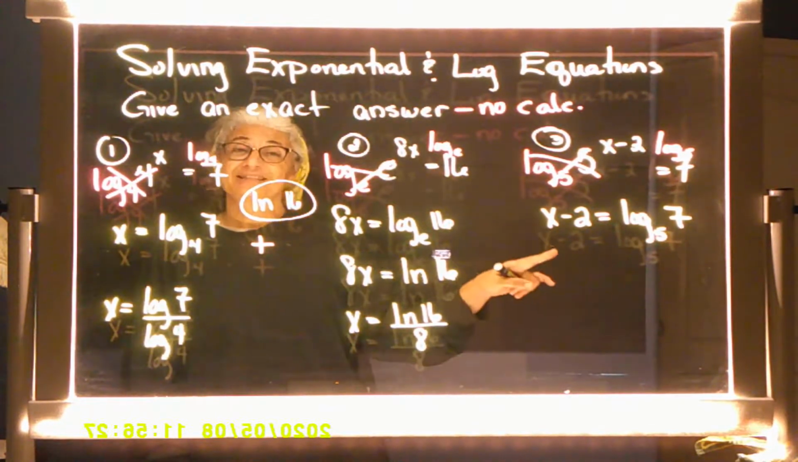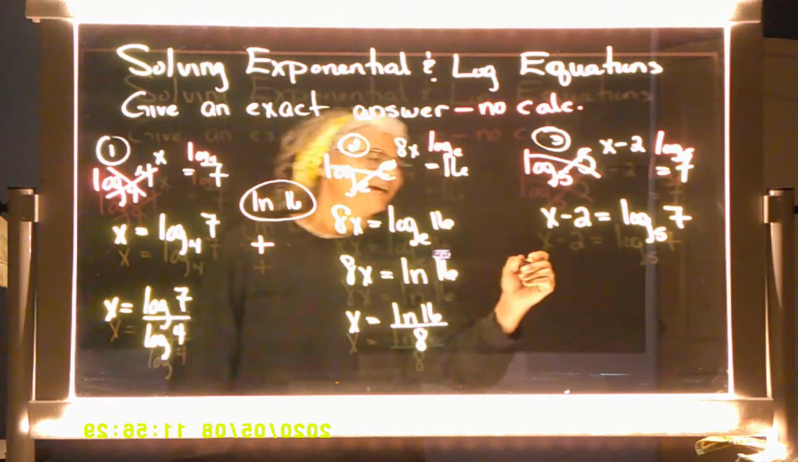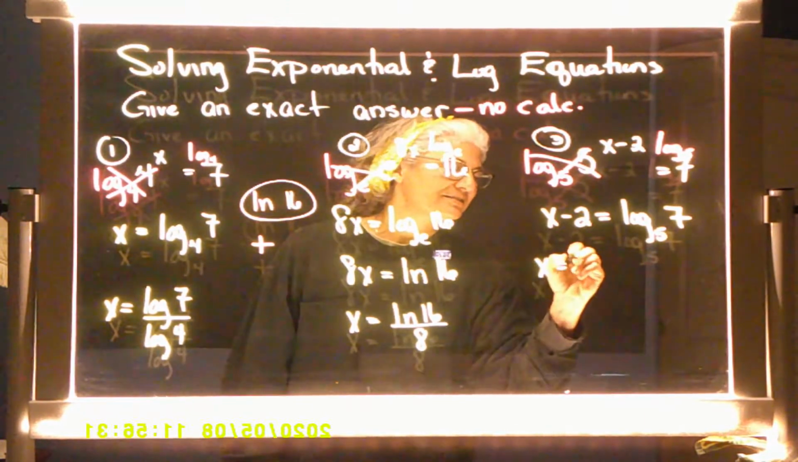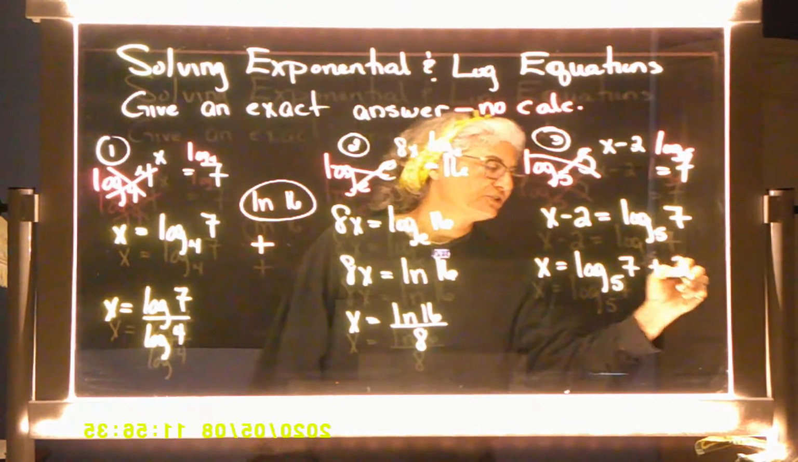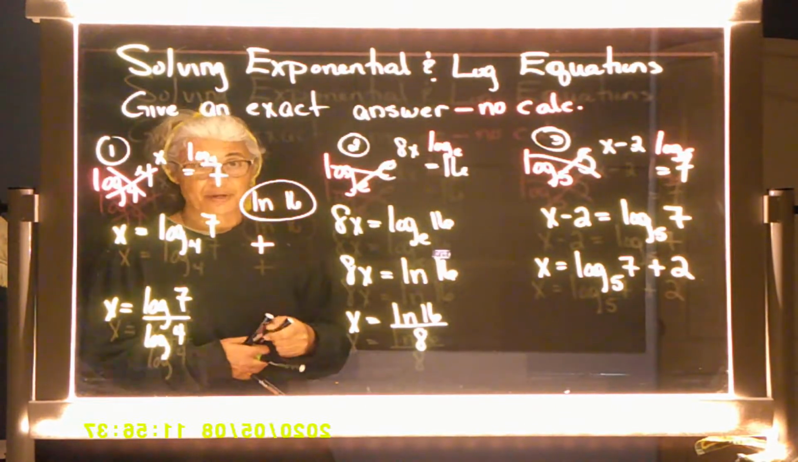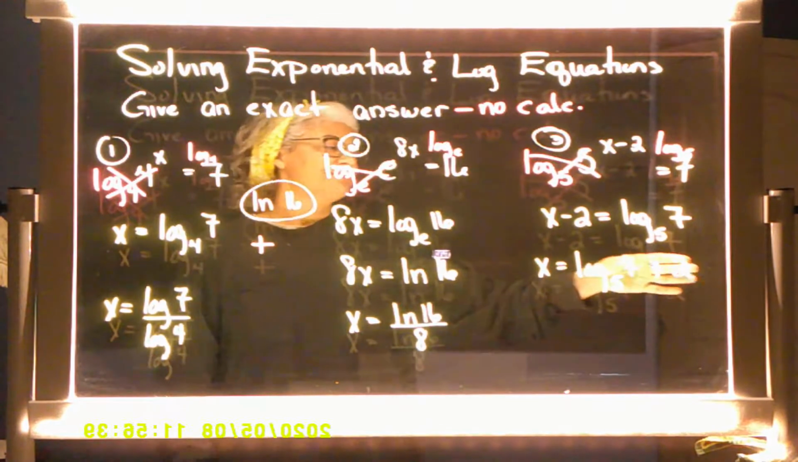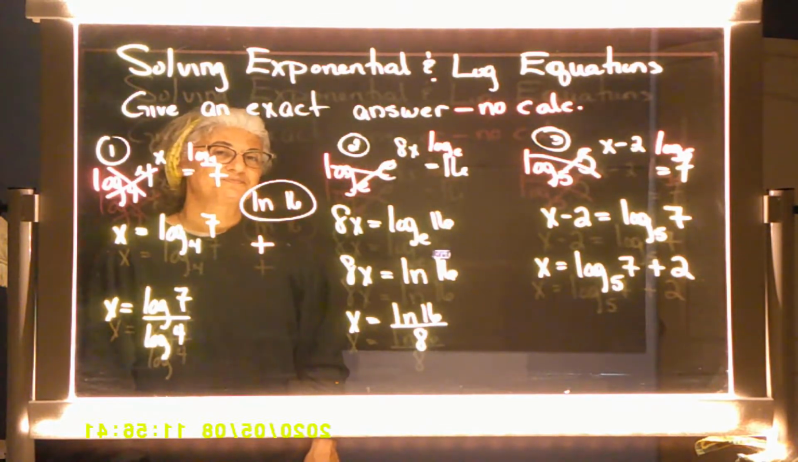Excellent. You got to get that 2 over. Correct. Add the 2 over, which means x equals log base 5 of 7 plus 2. Now, another question. Can you add the 7 and the 2 together?